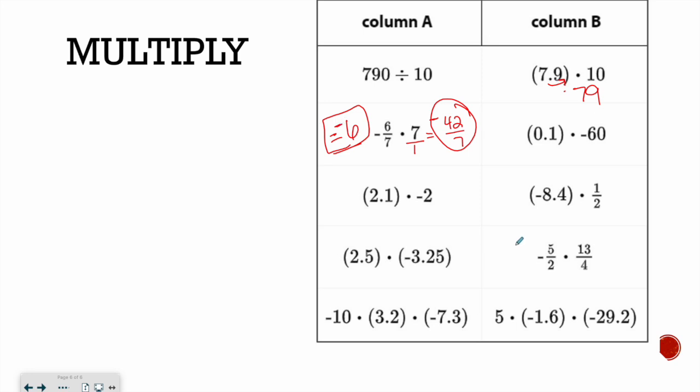If I skip down here to this fraction one, I multiply, well, first off, it's a negative times a positive, so I'm going to have a negative. 5 times 13 is 65. 2 times 4 is 8. I could leave it like that, or I could change it to a mixed number, negative 8 and 1/8.